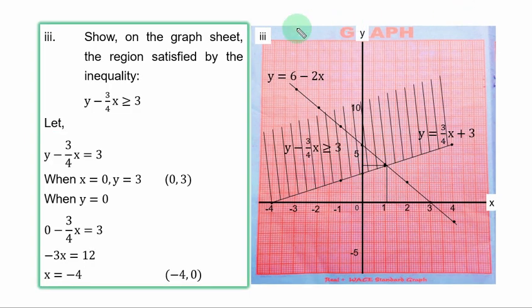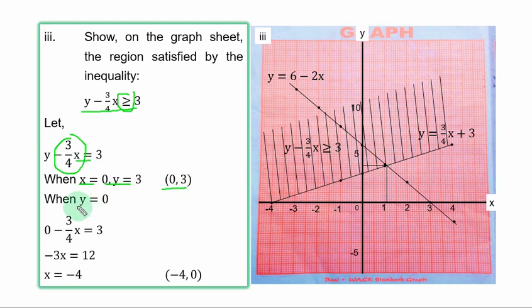Roman figure 3, you are to show on the graph sheet the region satisfied by this inequality. Here we simply get the intercepts on both axes. To achieve that, you change this sign to an equality sign. To get the intercept, you let s equal to 0 and you solve for y. If you let s equal to 0, here becomes 0. It means y is equal to 3.